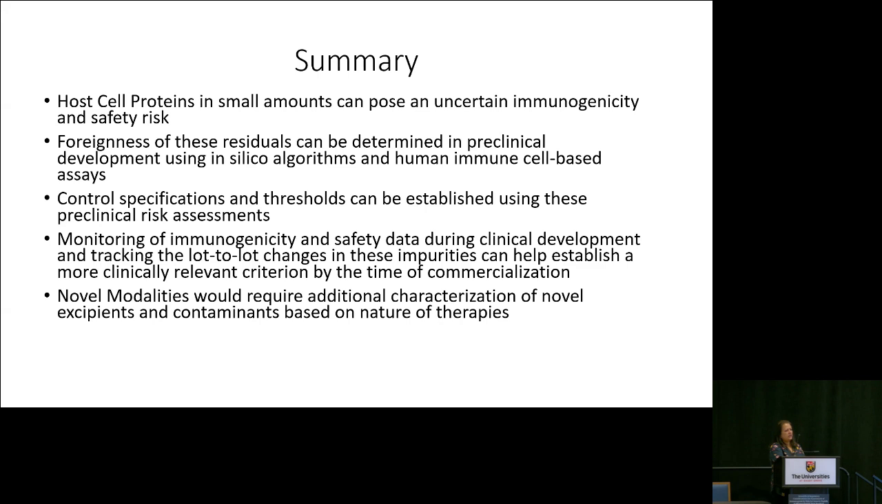The control specifications and thresholds can be made a little bit loose and not be based on analytical, they should be based on biological responses. And monitoring of immunogenicity, this is what we are trying to tell all of our teams: let's look at the lot-to-lot changes. Let's collect all the safety information and ask, are there changes in the lots, HCPs from lot to lot, which we can then capture and say this is attributed to a change.